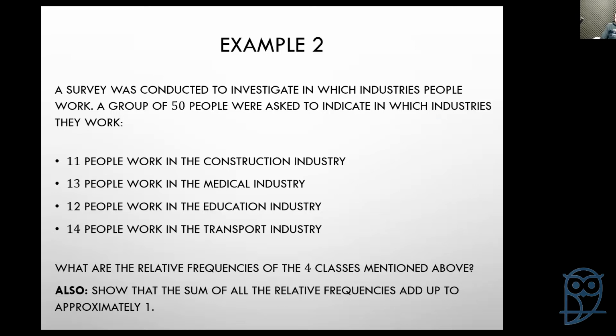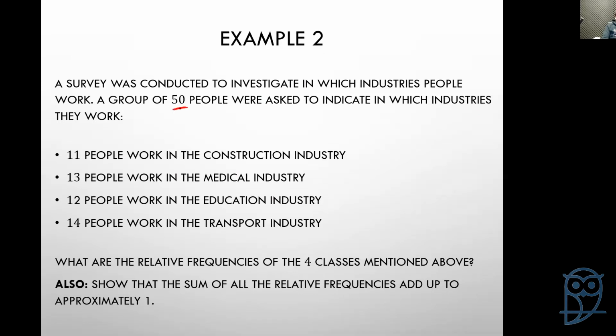All right. So back to this, we have a group of 50 people. So this means that we do not need to sum up any values that have been given to us because they have given us the total already. So 50 people were asked to indicate in which industries they work. 11 people work in construction. 13 people work in medical. 12 people work in education. And 14 people work in transport.